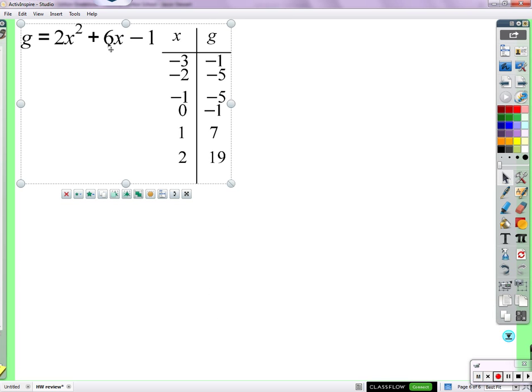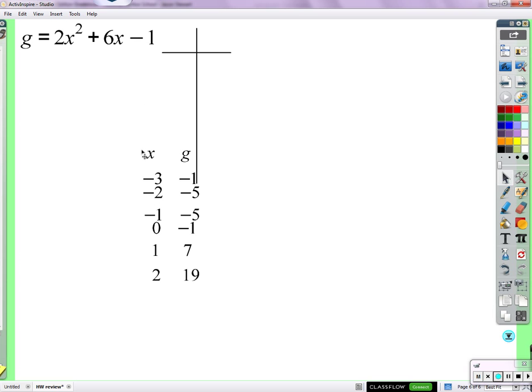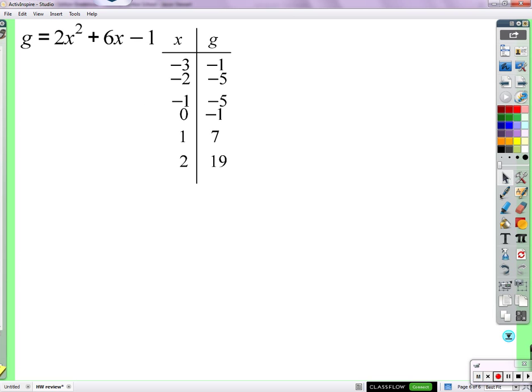Everybody was using the function's name. So this function's name is g. Okay? So let's talk about a couple of things about functions. Functions are simple things. If I can put something in, this is called our input.